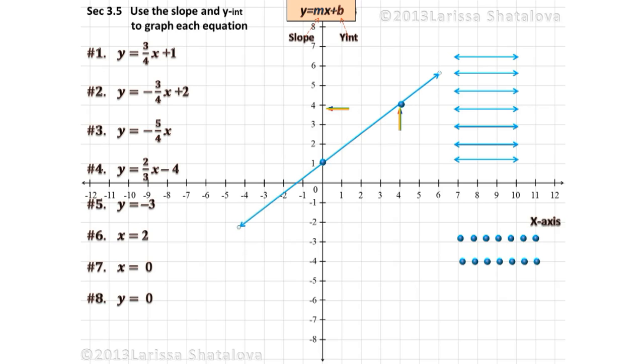Equation number 2. y equals negative 3 over 4 x plus 2. So y-intercept is positive 2, or just 2. Okay, here we are. Now we have to show negative slope, negative 3 over 4. How can we show this? We can show positive 3 over negative 4.